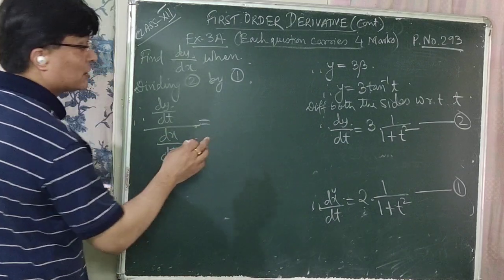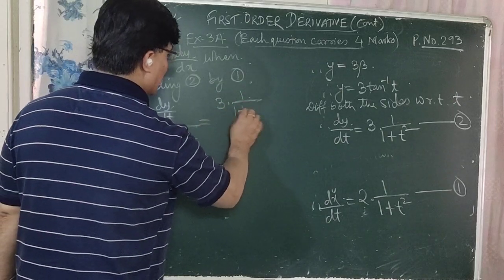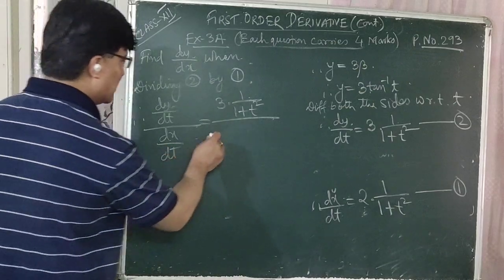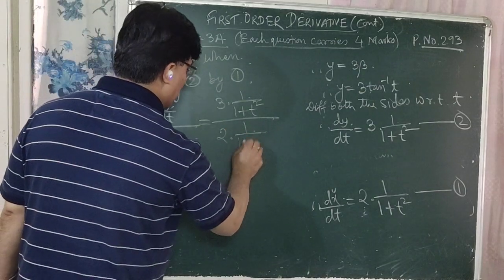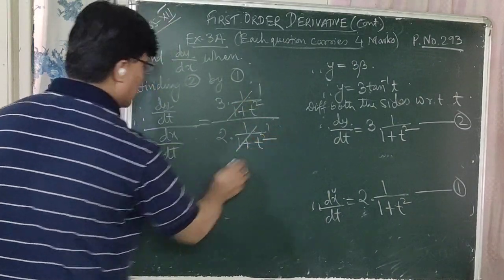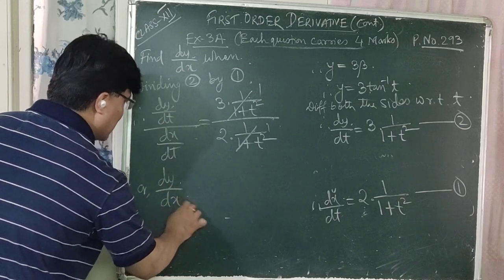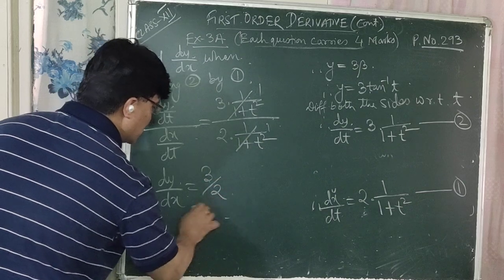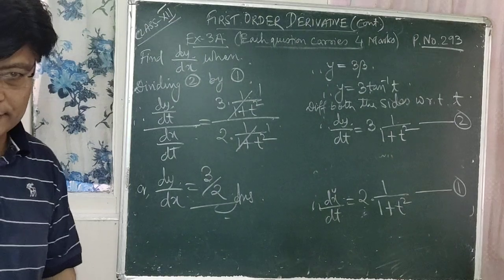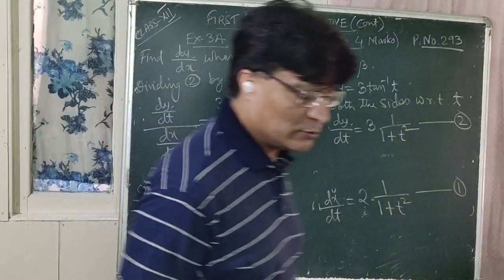Is equal to, on the right hand side, write down right hand side of number 2 in the numerator, 3 into 1 upon 1 plus t square, divided by, write down right hand side of number 1 in the denominator, that is 2 into 1 upon 1 plus t square, right? So here this will be cancelled 1 by 1. Here dt will be cancelled. So you will get dy by dx, which is equal to 3 by 2. So this is the final answer. So this question is very, very important, right? So we'll do the next question now.